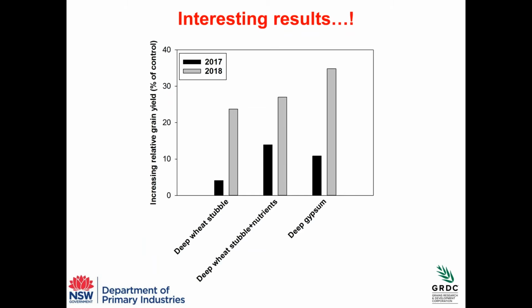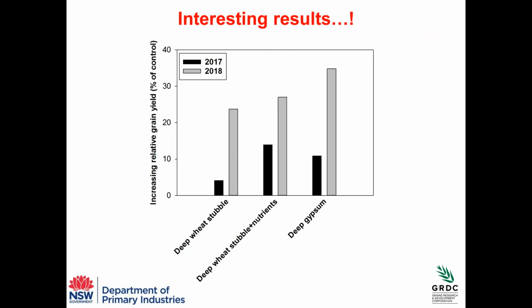The next slide talks about some of the interesting results. These are the amendments that performed less exciting in 2017, but in 2018 they showed quite a lot of potential. And there are 3 of these amendments. So deep wheat stubble on its own or plus nutrient didn't do much in the first year, about a 5 or 10% increase, but in the second year we actually achieved about a 20-25% increase.